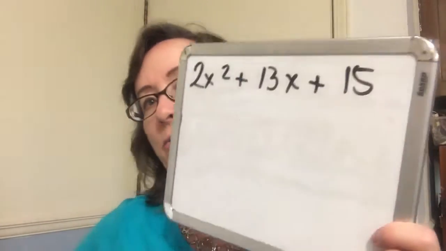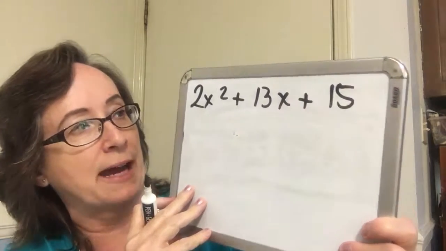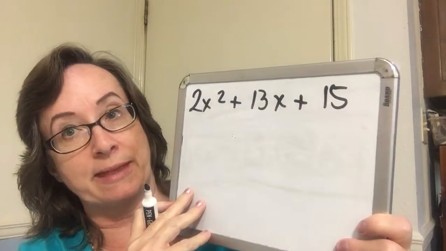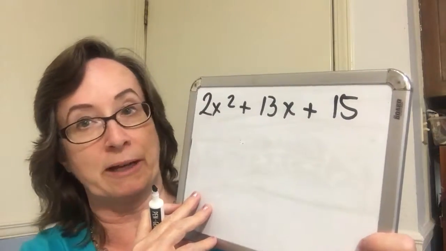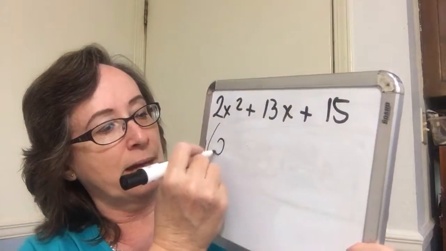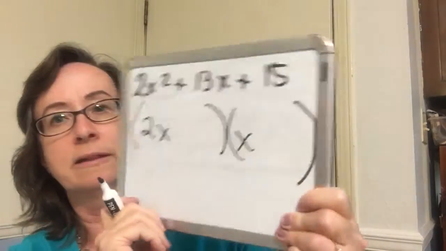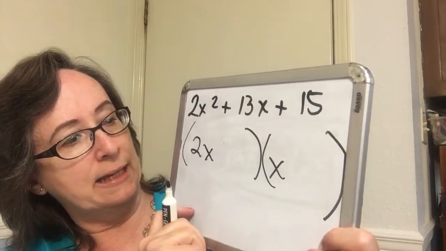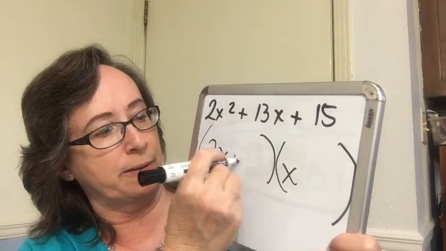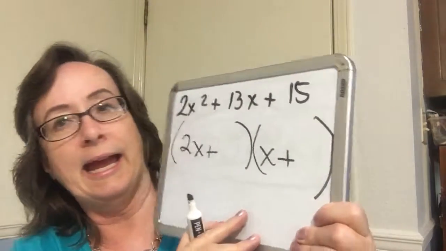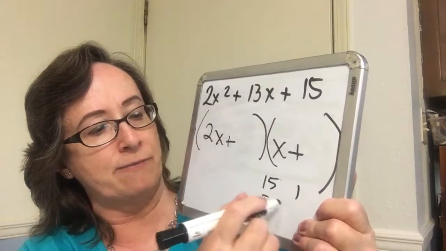Here is the first one that we cannot pull out a greatest common factor. We are stuck dealing with that 2. Now fortunately the 2 is not very difficult because there's only one way to factor 2. So I'm going to go ahead and put a 2x and an x over here. Okay, and then I'm going to look at my signs, same sign, both positive, so I can put those in there. And I'm going to factor 15 as 15 and 1 or 5 and 3.